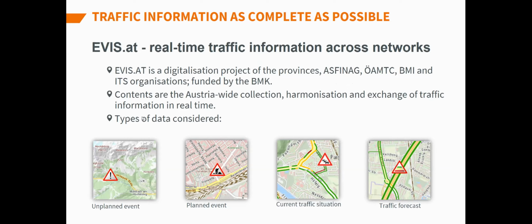Information that is available here is, for example, unplanned events. What is an unplanned event? An accident, for example. Then there are planned events like roadworks, the current traffic situation, or also some traffic forecast. And of course, if you have this kind of information as the end user, as a driver, it's always beneficial to have as complete information as possible when driving.